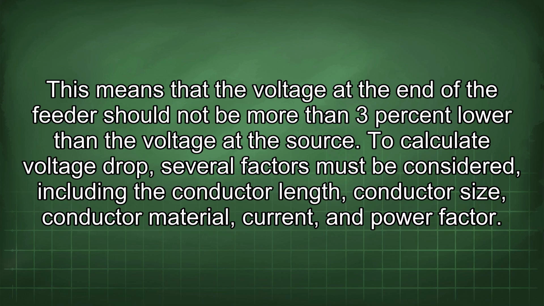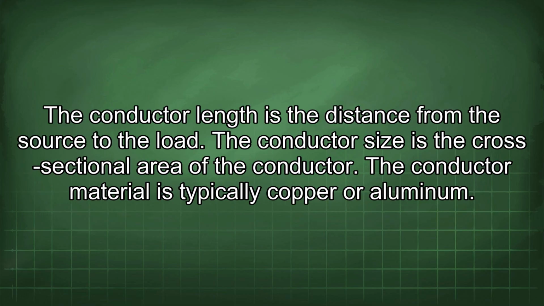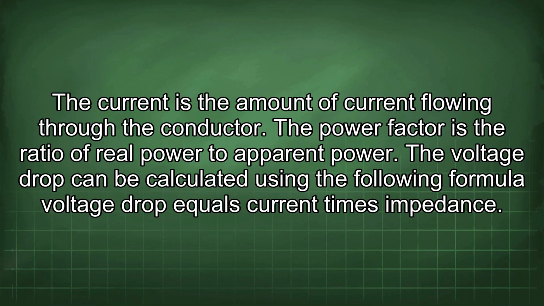voltage at the source. To calculate voltage drop, several factors must be considered, including the conductor length, conductor size, conductor material, current, and power factor. The conductor length is the distance from the source to the load. The conductor size is the cross-sectional area of the conductor. The conductor material is typically copper or aluminum. The current is the amount of current flowing through the conductor. The power factor is the ratio of real power to apparent power.